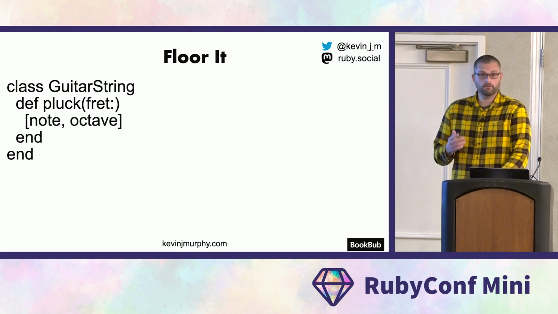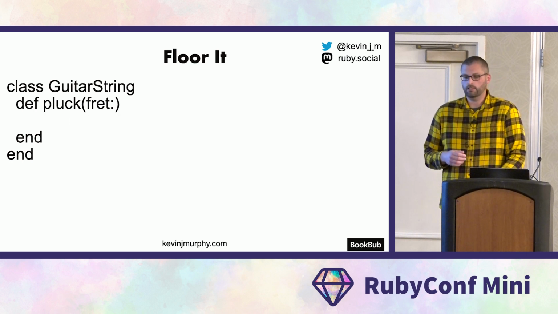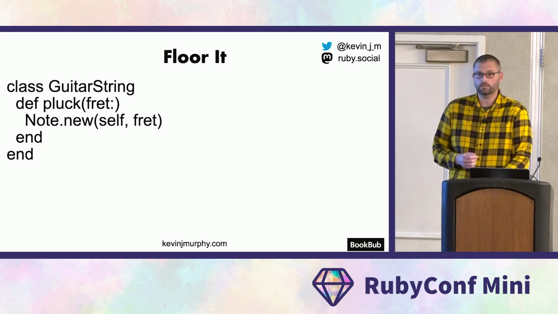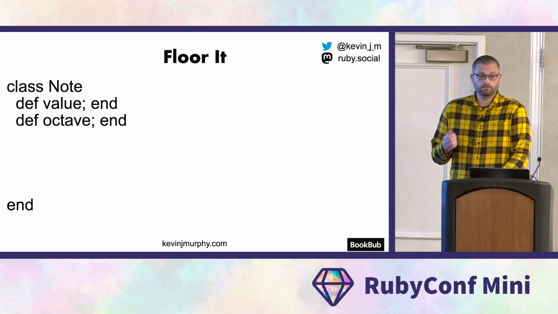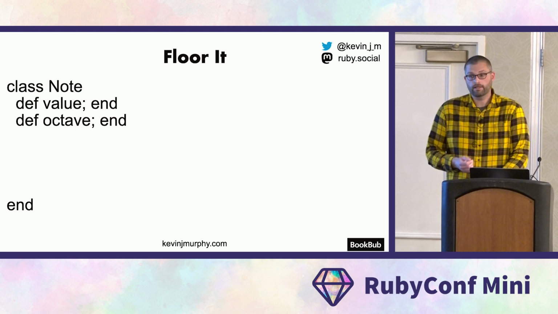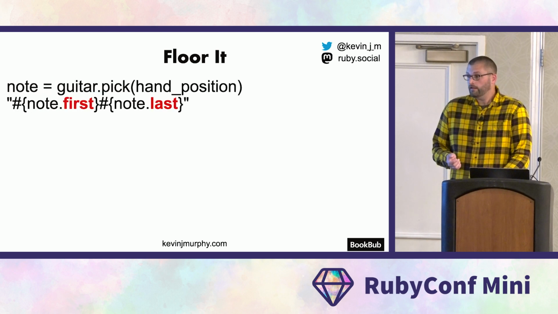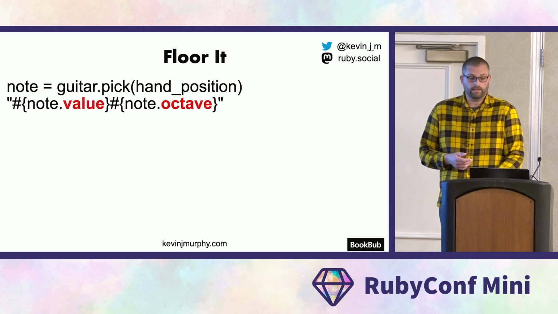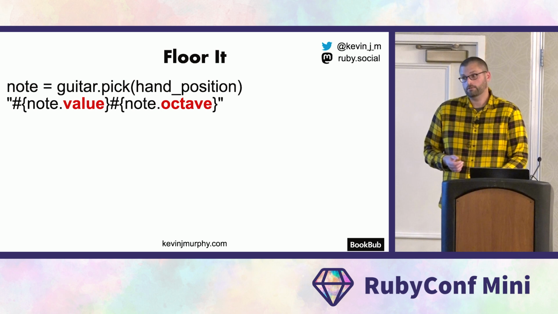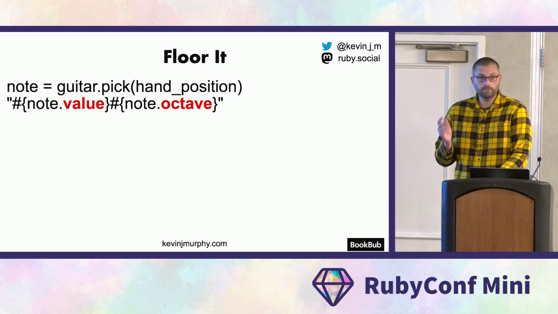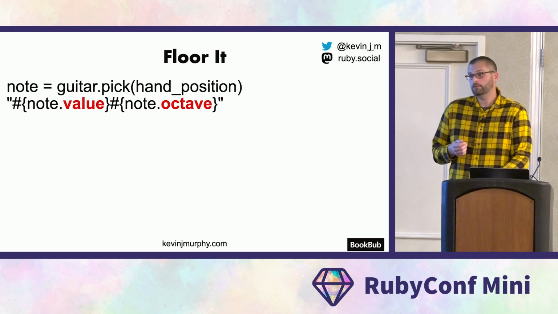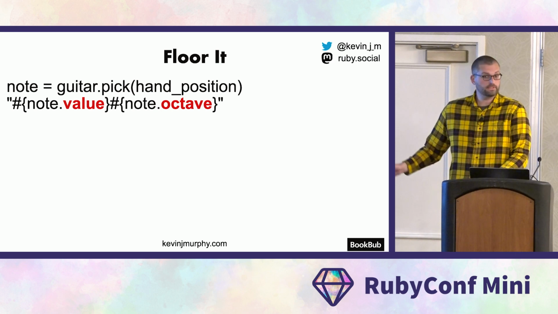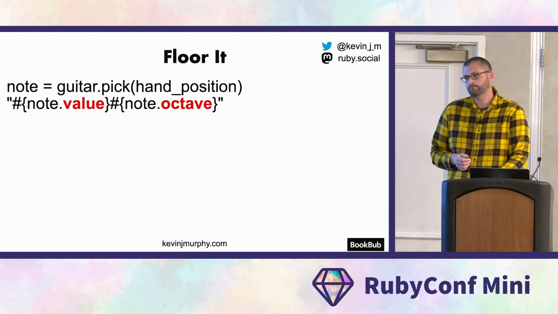So instead, rather than returning this array, let's instead create an object called a note class. That note class will respond to the value and octave messages. And then in our song, we're no longer going to be asking it to output the first and last value. We'll ask it to output the value and the octave. We got a nice readability win here. We could have achieved this by using a hash, right? A little different syntax, but we have the same readability.